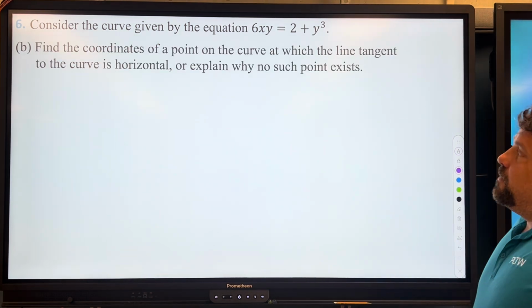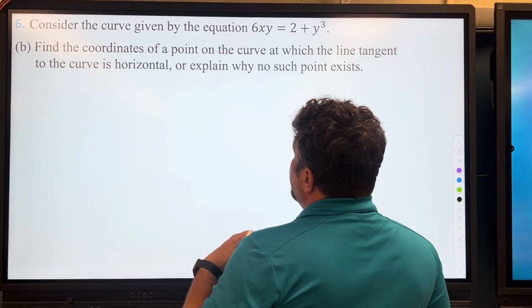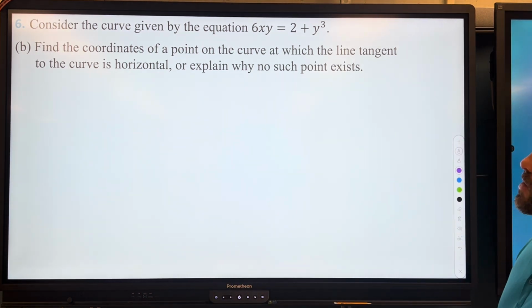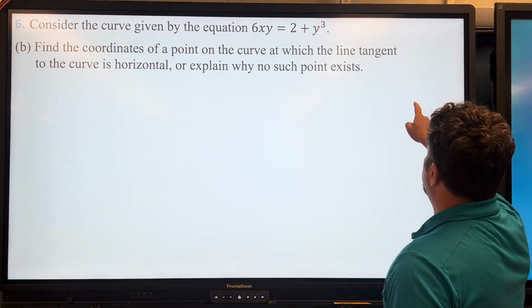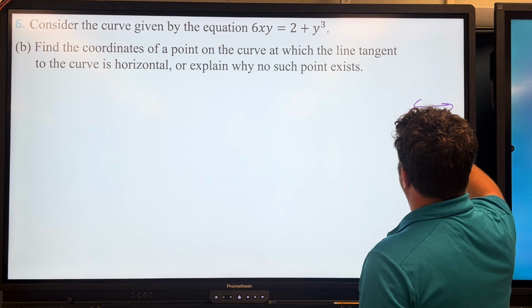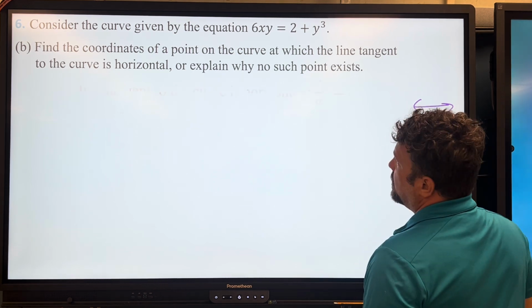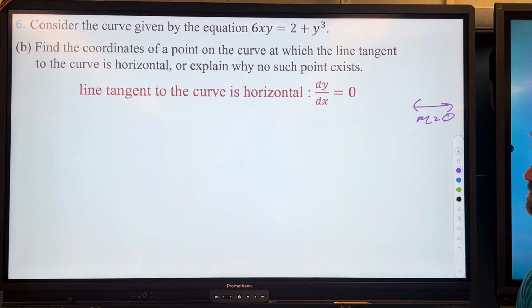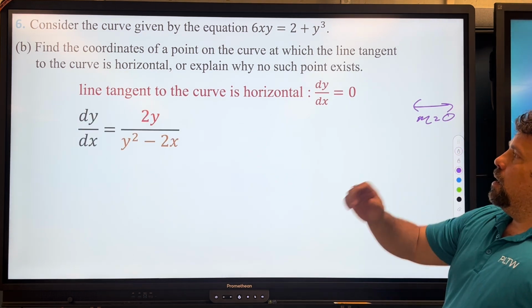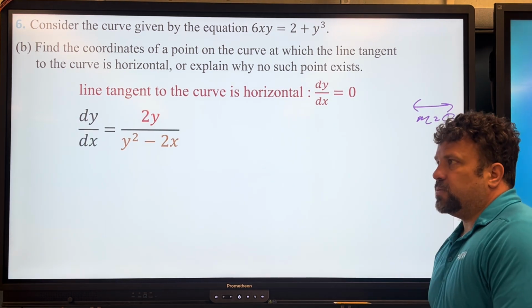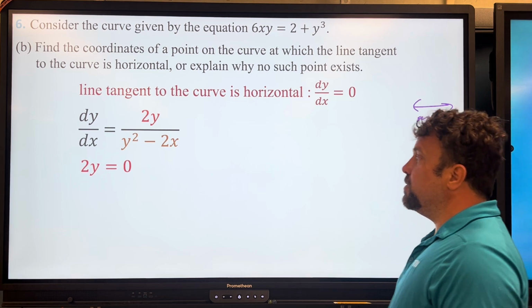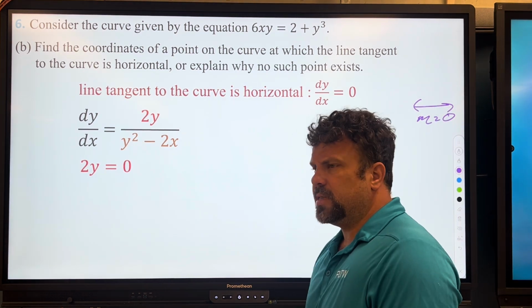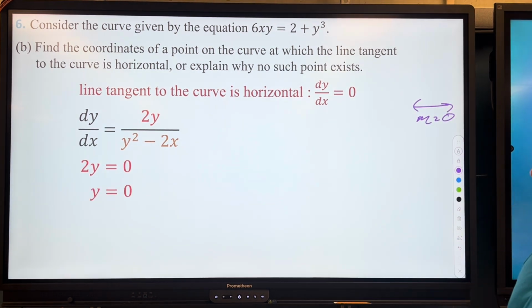B. Find the coordinates of a point on the curve at which the line tangent is horizontal, or explain why no such point exists. Now, horizontal tangent lines. What do we know about the slope of a tangent line that's horizontal? It has a slope of 0. So dy/dx equals 0. Since that's our equation, when we set it equal to 0, we just have to set the numerator equal to 0. Don't care so much about the denominator. So 2y equals 0 and y equals 0.